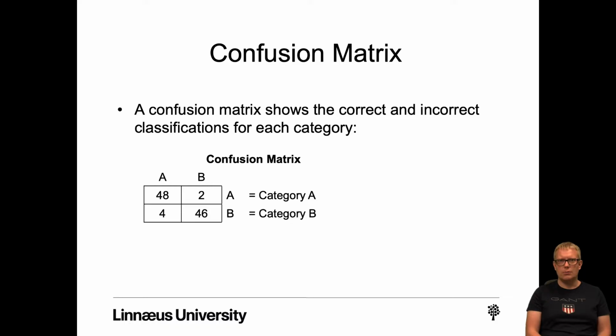In the second row, the second column, we have the number 46. It means that 46 of the examples belonging to category B are correctly classified as B. And the first column, second row, number 4, means that 4 examples that should be category B are misclassified as being A. So we want as high values as possible on the diagonal in the confusion matrix.